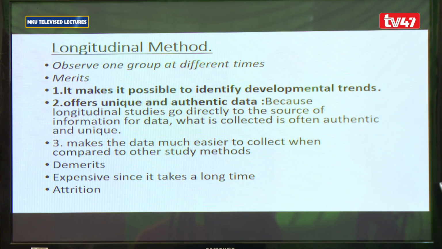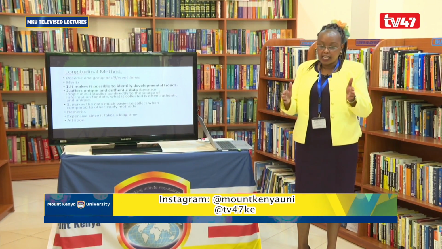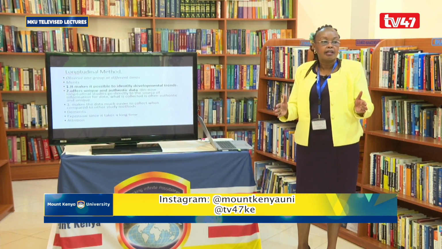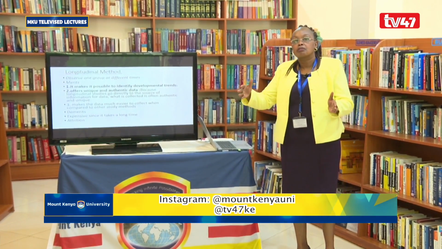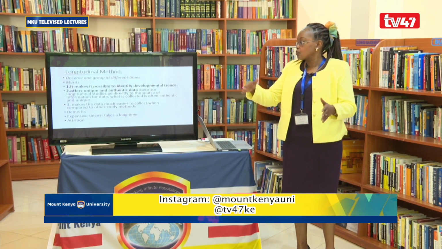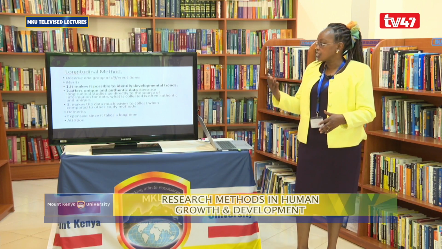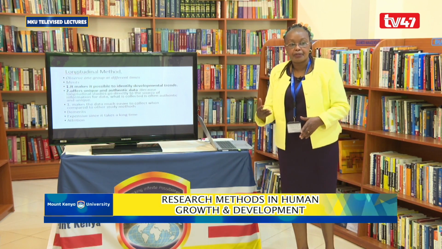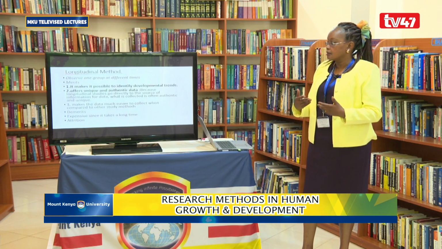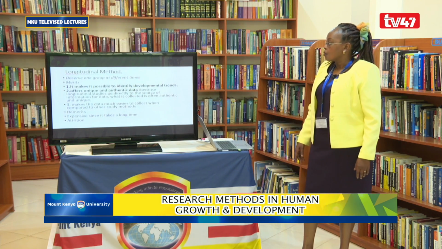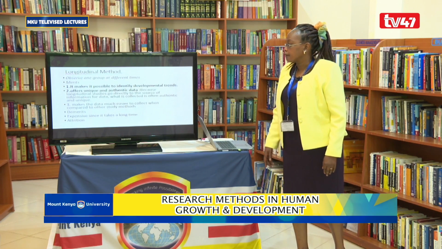So if, for example, you're interested in to see how language develops, or the changes taking place in terms of language development in children who are born, for example, in the month of April or in the month of December, you start with those children. They could be 20, and you study them maybe for 10 years. That's what we are calling the longitudinal method, noting what they are able to do, how they add their vocabulary and grammar and all that. Now let's go to the merits of this one.